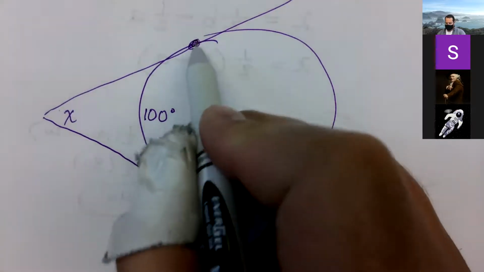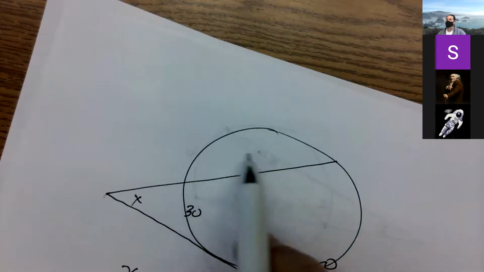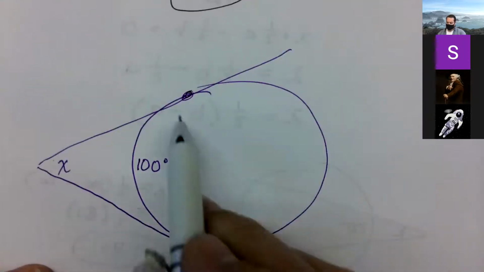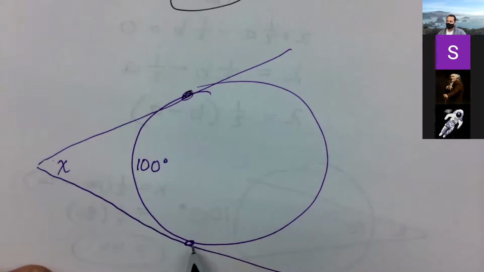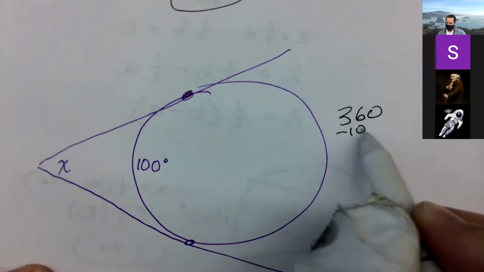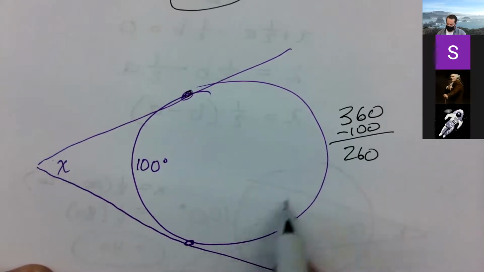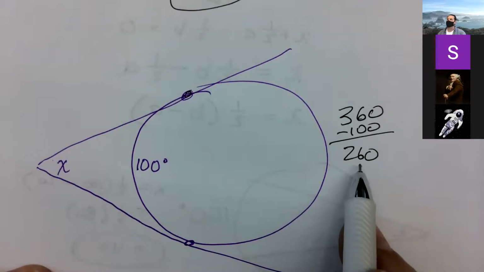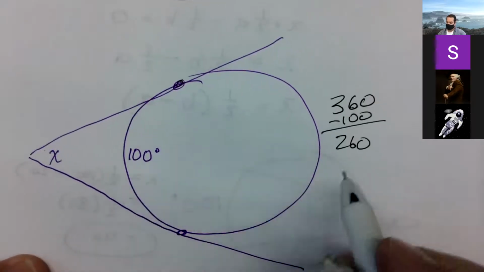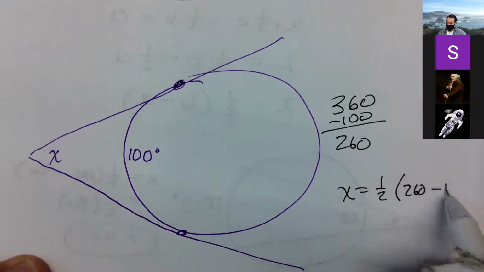Excellent. Because these are tangents, there's no part of the circle that's being lopped off. So this 100 and the rest of the arc all together make up 360. So I can subtract that and make a conclusion that this part is 260, and then use my regular formula. X equals 1/2 of the big one minus the little one.